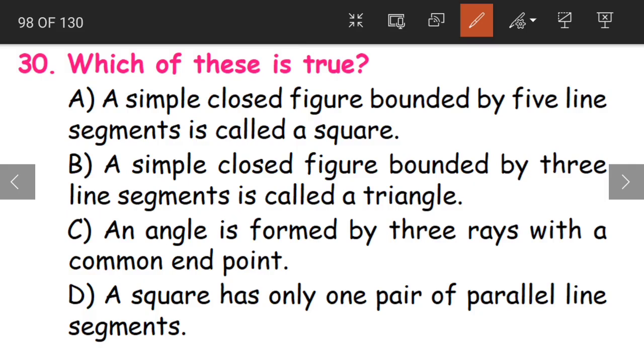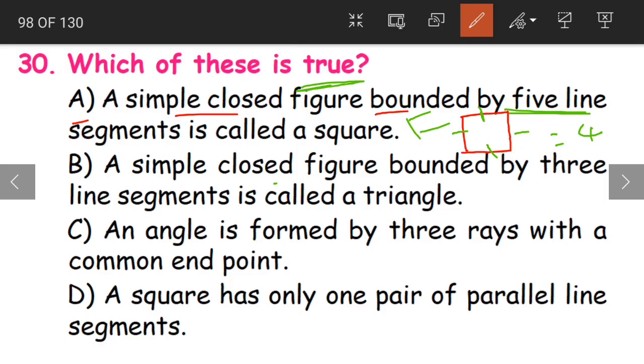Question 30. Which of these is true? Again we are having 4 statements, children. Statement A, a simple closed figure bounded by 5 line segments is called a square. When we look at a square, it is bounded by how many line segments? 1, 2, 3, 4. But here they are saying that it is bounded by 5 lines. So this is false. We have to look for the true statement.